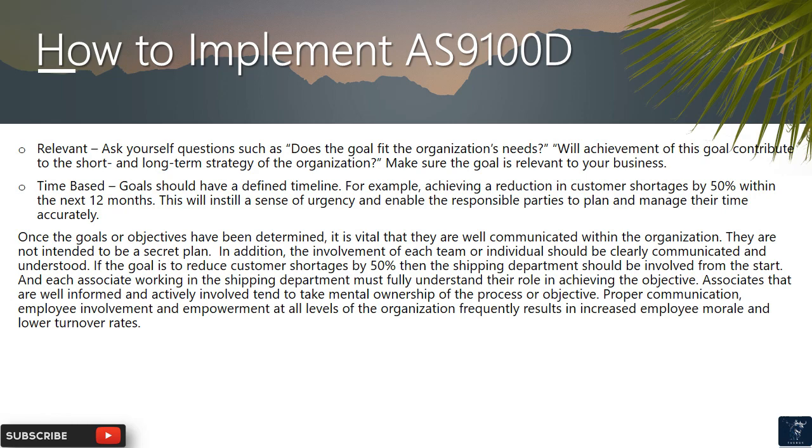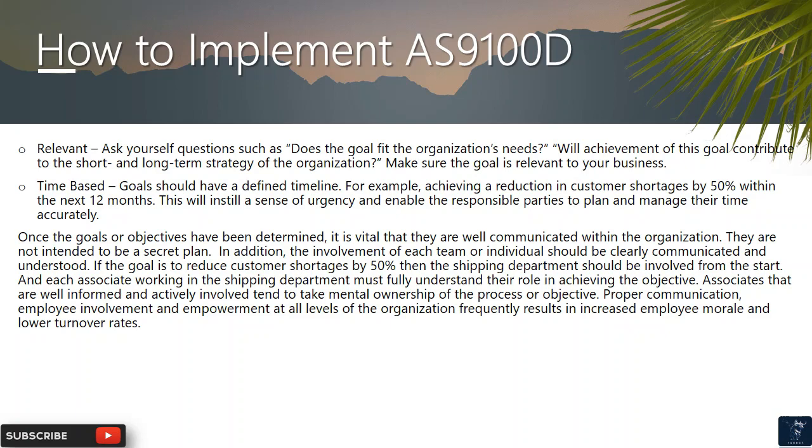Relevant, ask yourself questions such as: does the goal fit the organization's needs? Will achievement of this goal contribute to the short and long-term strategy of the organization? Make sure the goal is relevant to your business.